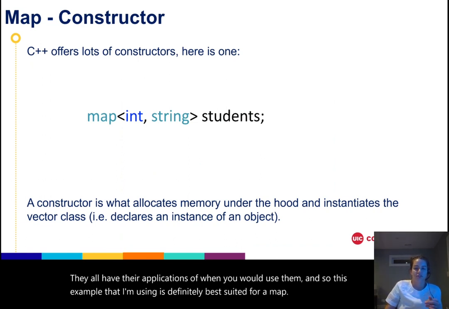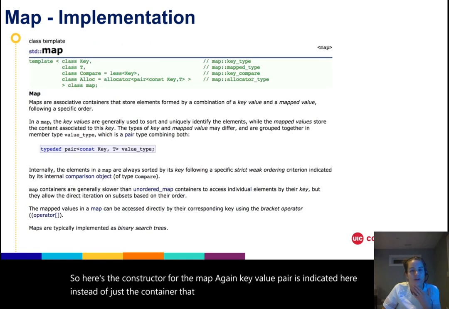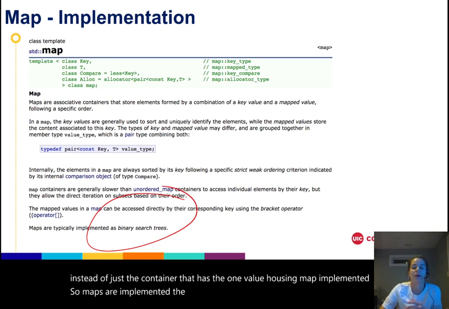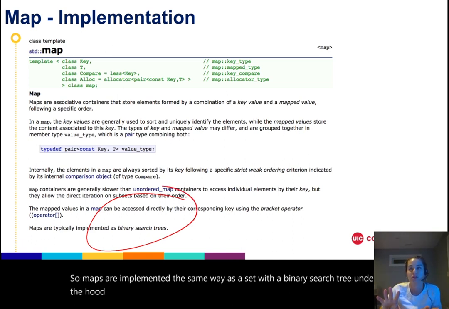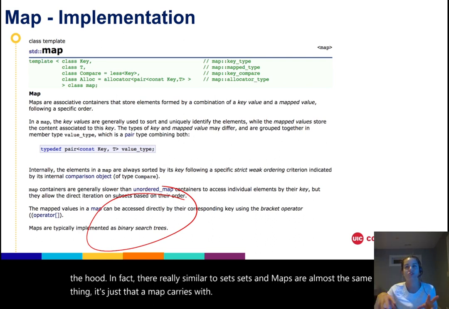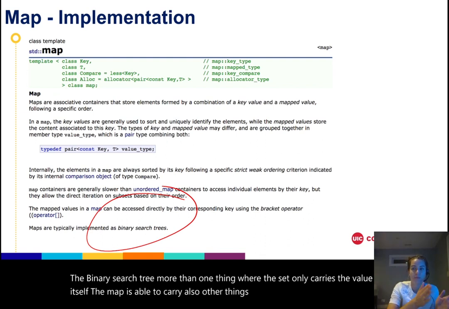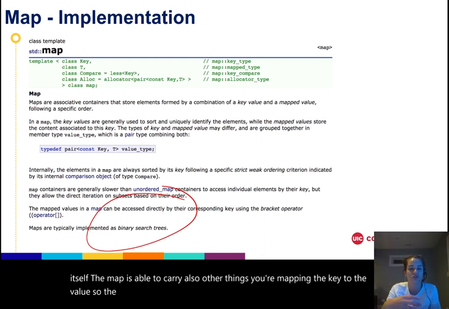So here's the constructor for the map. Again, key value pair is indicated here instead of just the container that has the one value. How's a map implemented? Maps are implemented the same way as a set with a binary search tree under the hood. In fact, sets and maps are almost the same thing. It's just that a map carries with the binary search tree more than one thing, where the set only carries the value itself. The map also carries the value, since you're mapping the key to the value, so the value comes with the binary search tree as well.